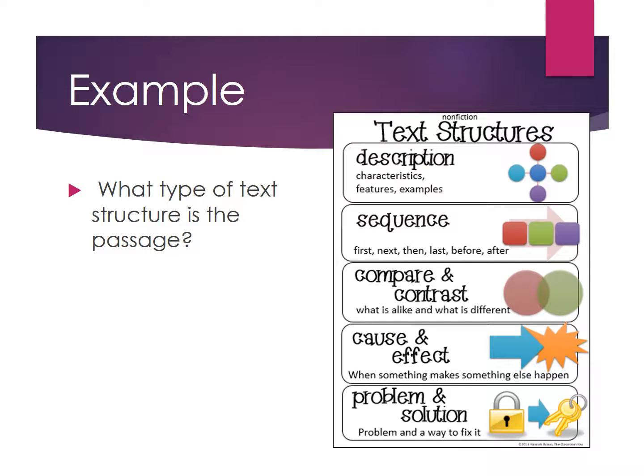So let's take a look at tonight's practice. I'm going to read three little stories to you, and after each one I'm going to think about what type of text structure is in this passage. Okay? There are different layers of the soil called horizons. The top horizon or layer is called topsoil.